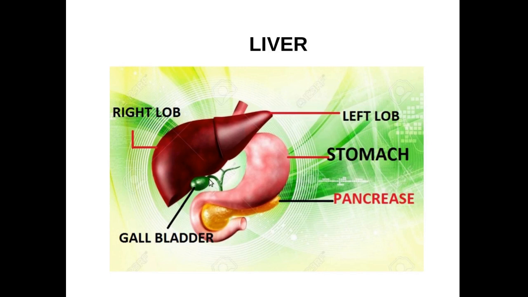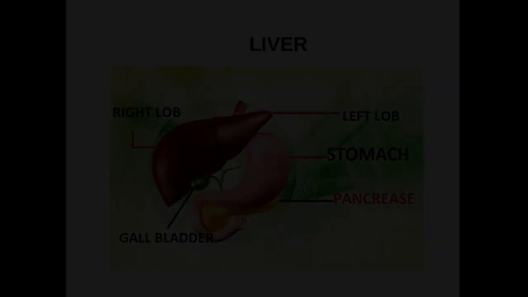Gallbladder is a pear-shaped hollow structure located under the liver. Its primary function is to store bile. It contains bile salts and bile pigments. Bile salts emulsify fats to facilitate the action of lipase. Lipase is a fat digesting enzyme. Emulsification is the breakdown of fat globules into tiny droplets.